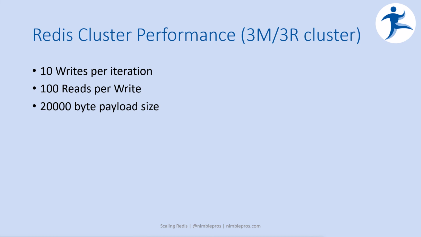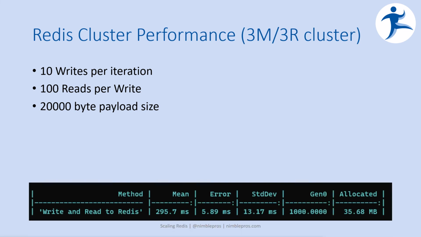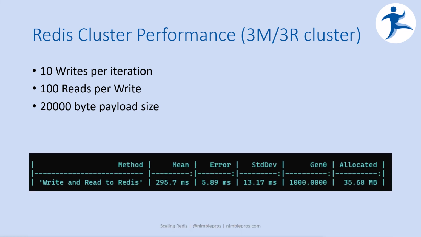All right, so first we're going to show what Redis cluster's performance was. We're going to do 10 writes for each iteration, 100 reads per write. We're going to assume that this data is fairly cacheable because we're actually caching it. And we're going to have a payload size of 20,000 bytes. So not exactly 20 kilobytes, but 20,000 decimal bytes as our payload size. When we do this, Redis comes up with an average of about 296 milliseconds to perform these operations. Now, these benchmarks were run from another node in the same network as the cluster, but not one of the cluster machines.